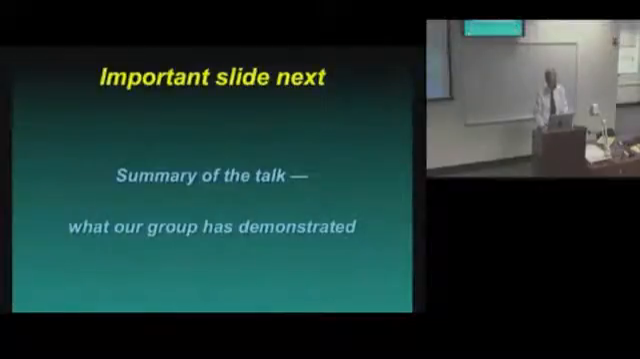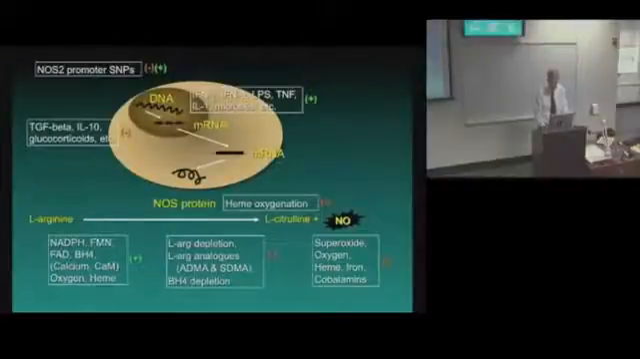So Brice, why do oxygen and heme appear on both sides of that slide as positive and negative mediators?